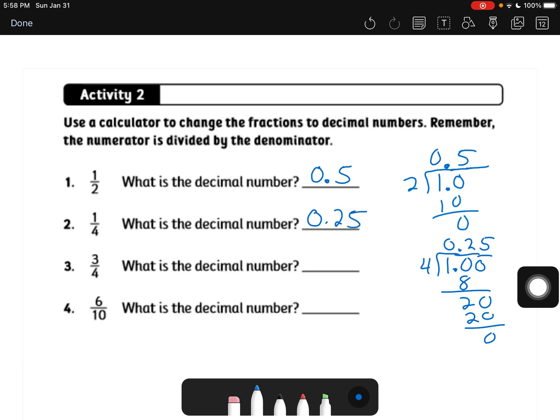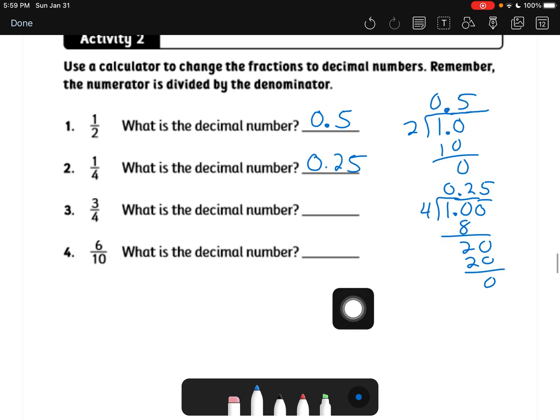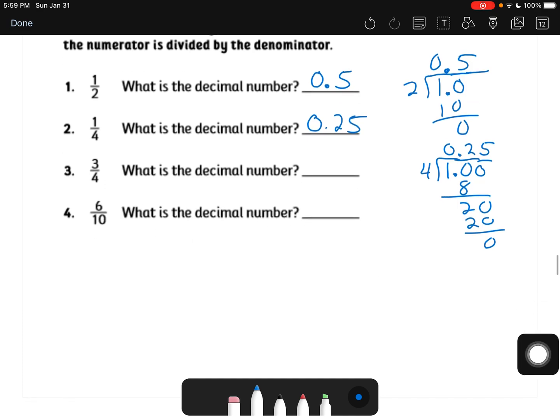Now these are going to be common ones that you just need to remember. 1/2 is the same as 0.5. 1/4 is the same as 0.25. So 3/4, think about this. 1/4 means a quarter. A quarter is 25 cents. 3/4 is going to be 75 cents. It's going to be 0.75. But let's just divide it out and see.